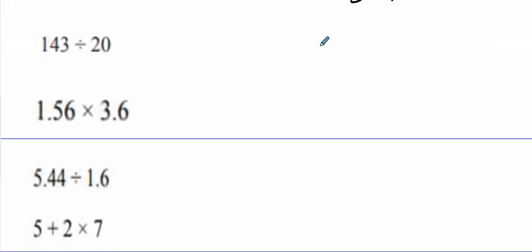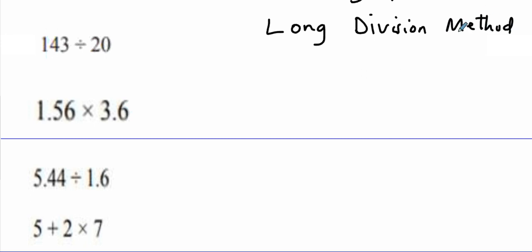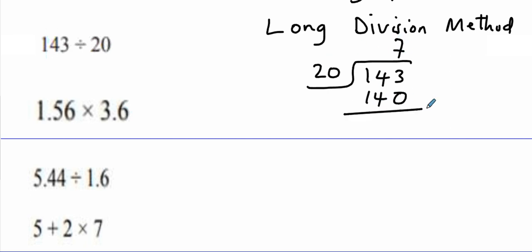143 divided by 20. This we use the long division method, and this is how it looks. 143 divided by 20. Okay, you see that? So 1 divided by 20 is not possible. 14 divided by 20, not possible. 143 divided by 20, by 8, no. By 7, that will be 140.